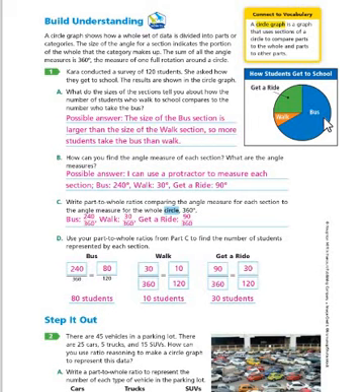And if you don't have a protractor, it's obvious that the largest angle is the angle that represents the bus, which is from here to here. Okay, which is the greatest angle. Now in C, they ask us to write a part to whole ratio comparing the angle measures.